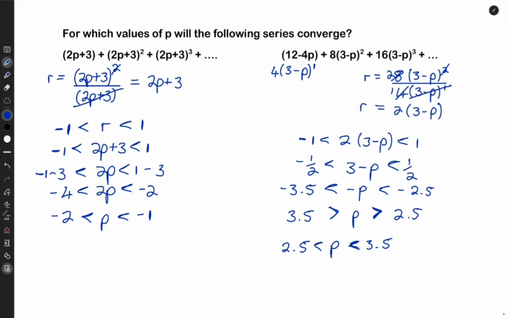I hope this makes sense. I know it's a new concept, but try it out, look at the examples, and yeah, you can score very easy marks with these sums.